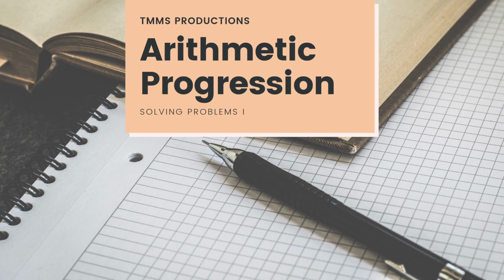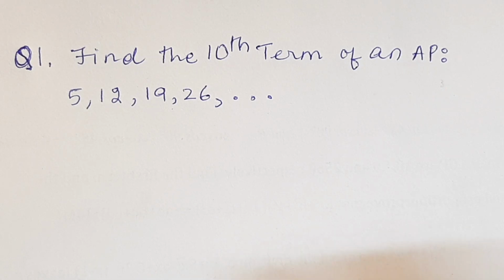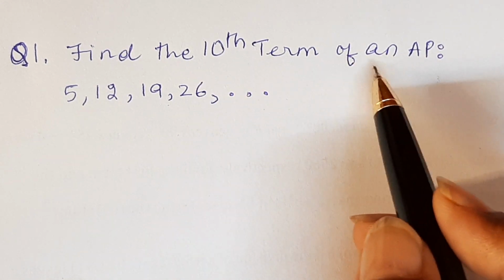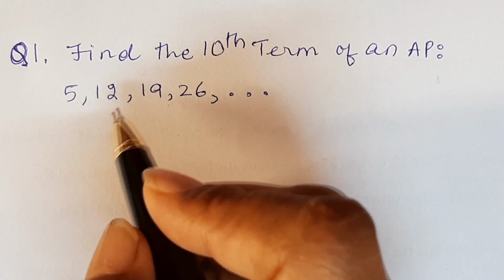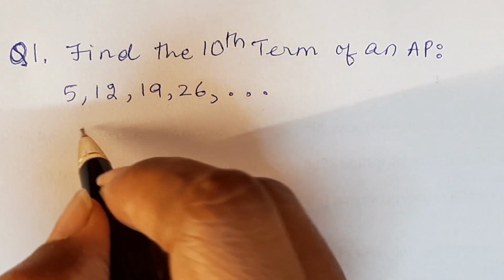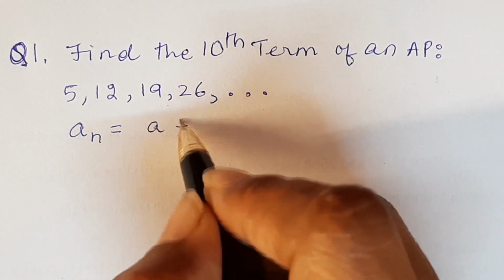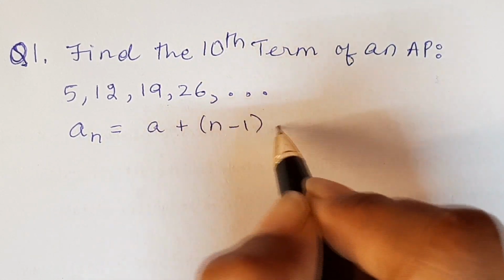This is the first video of the series in which we will be solving problems based on arithmetic progression. So let us look at our first question. Find the 10th term of an AP. Now we remember our formula for AN, the nth term. It is A plus n minus 1 into D.